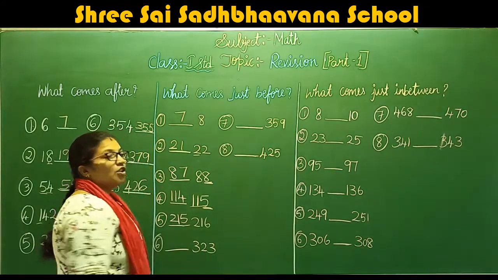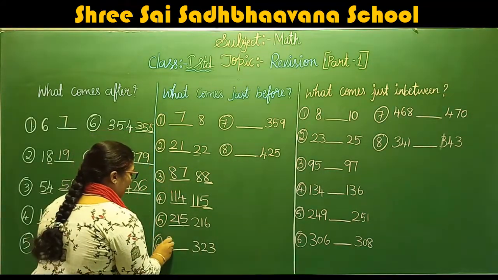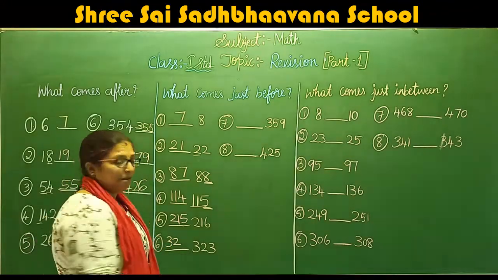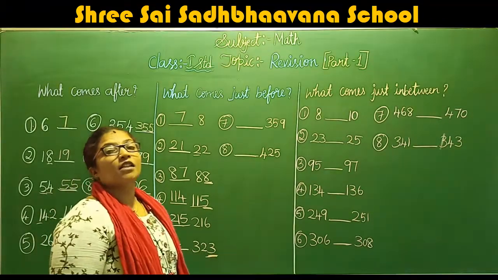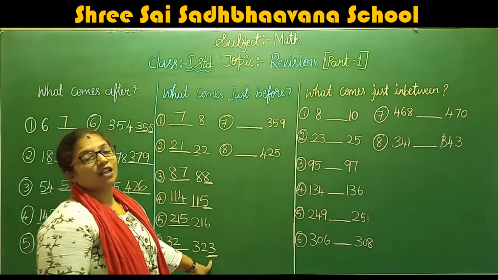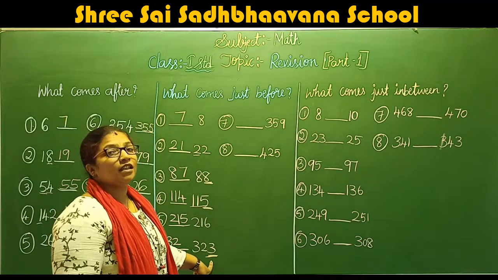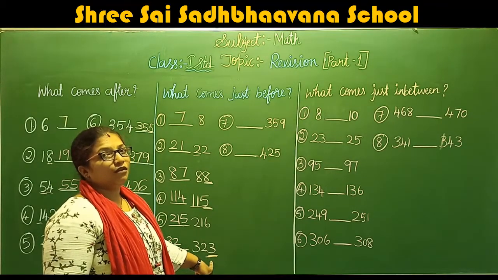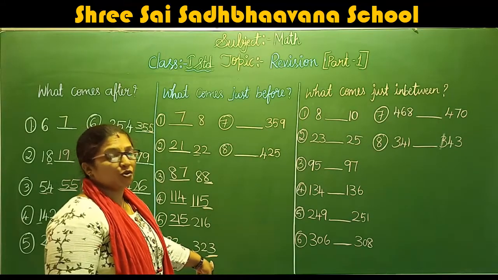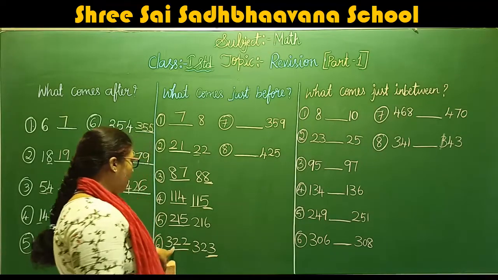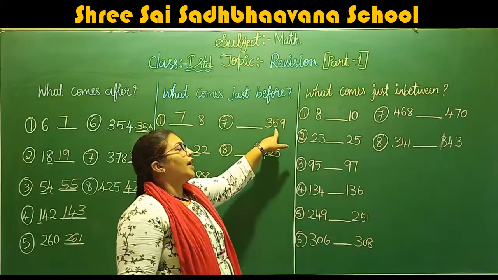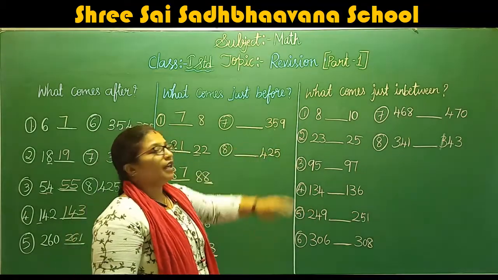Okay. Next, 323 they gave. 3 is in the hundreds place, the same. 2 is in the tens place, the same. 3 is in the ones place. So you have to write the before number for this 3. What is the before number of 3? 5, 4, 3, 2, 1. What is the before number? 2. So the answer is 322.